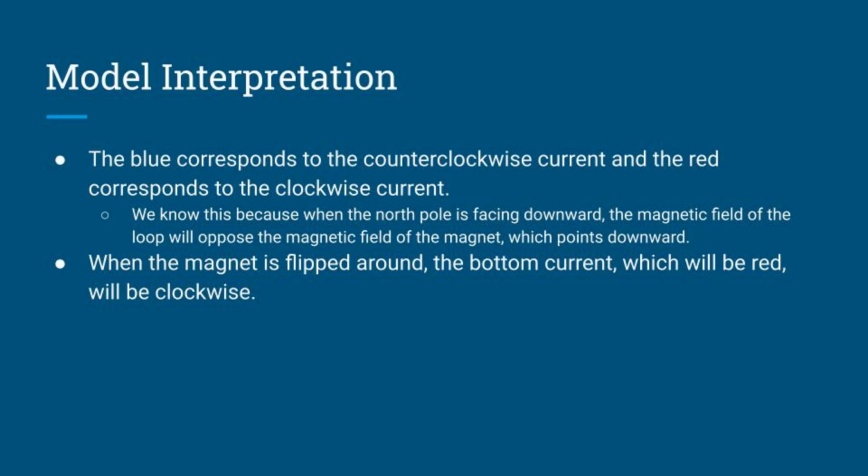Interpreting the model. The blue cylinder corresponds to the counterclockwise current, and the red cylinder corresponds to the clockwise current. We know this because when the North Pole is facing downward, the magnetic field of the loop will oppose the magnetic field of the magnet, which also points downward. A counterclockwise current indicates an upward magnetic field of the loop found by the right-hand rule. When the magnet is flipped around, the bottom current, which will be red, will be clockwise.